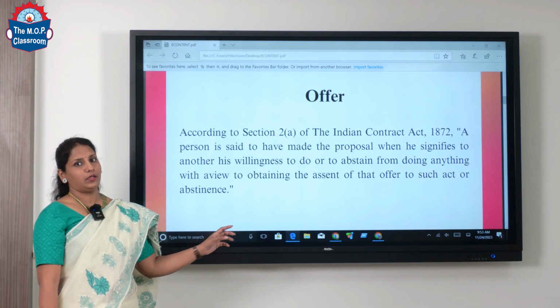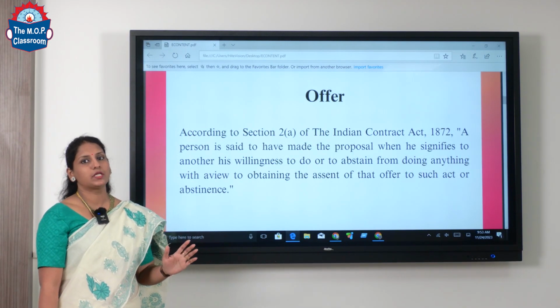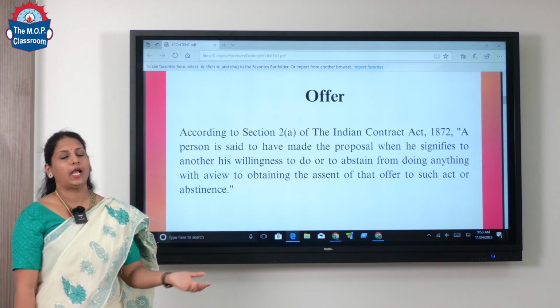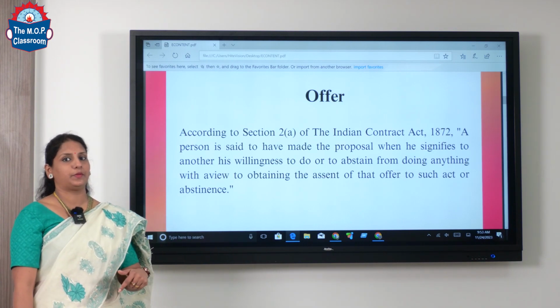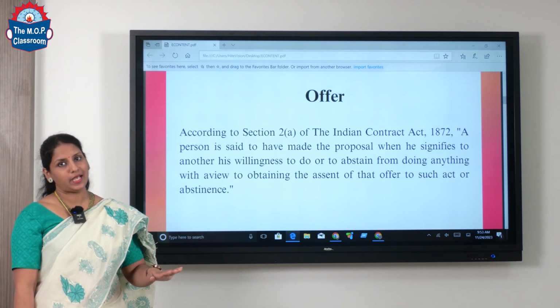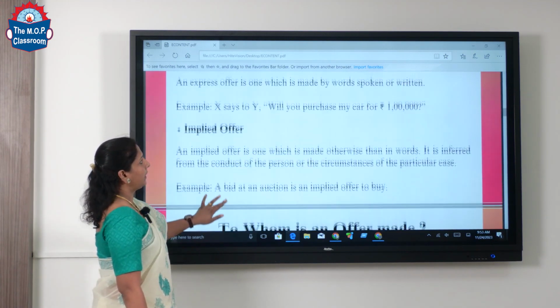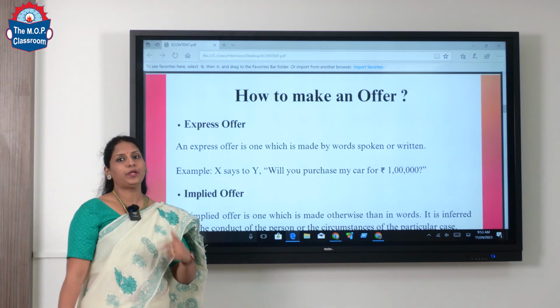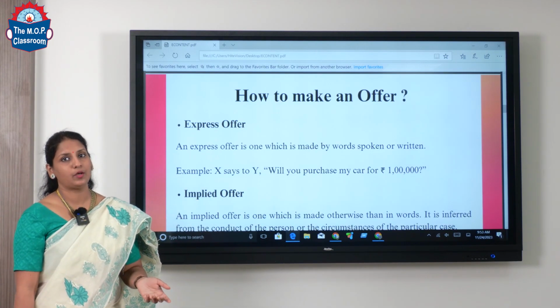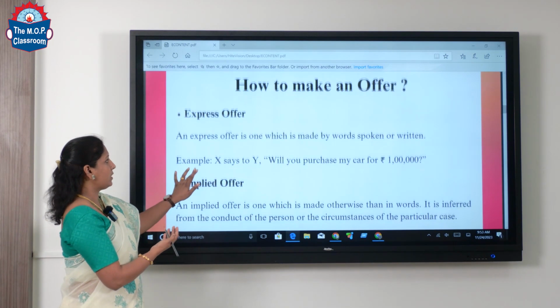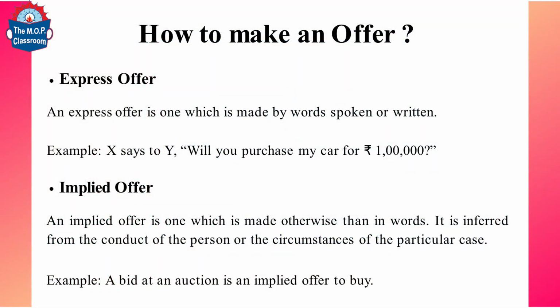In short, the definition states that any person who is willing to offer something and any person who is willing to accept something is called the offer and the acceptance. Let's get into detail about how to make an offer. The offer consists of two types. One is the express offer, second one is the implied offer.